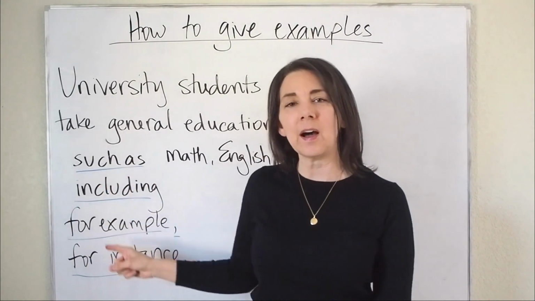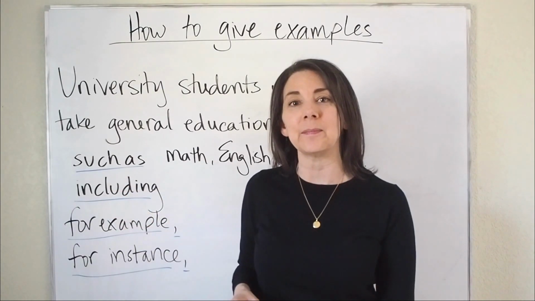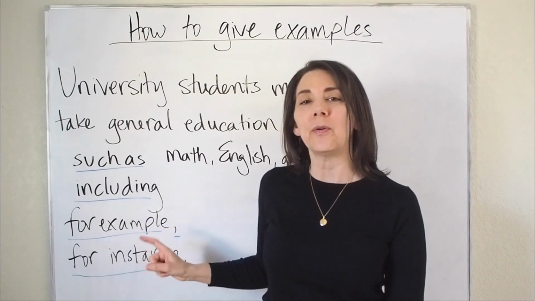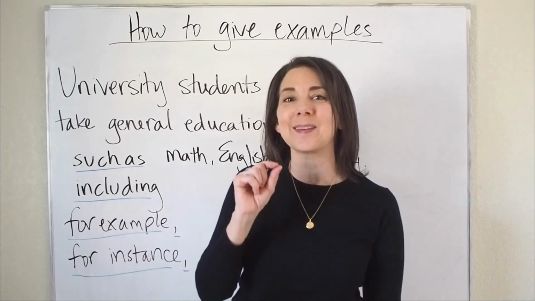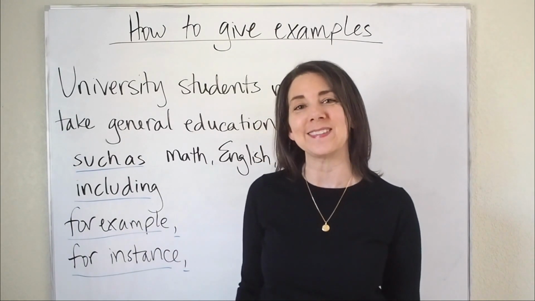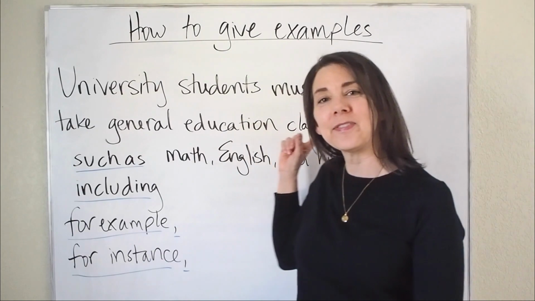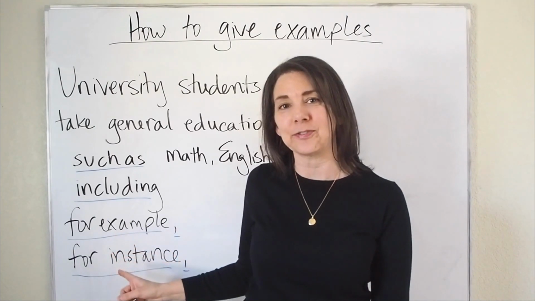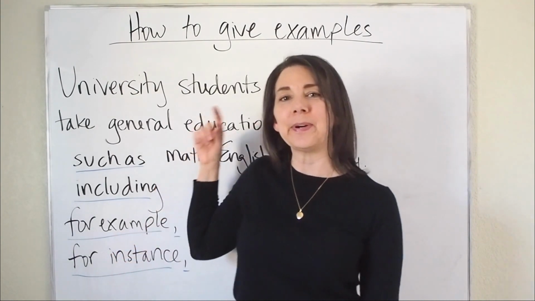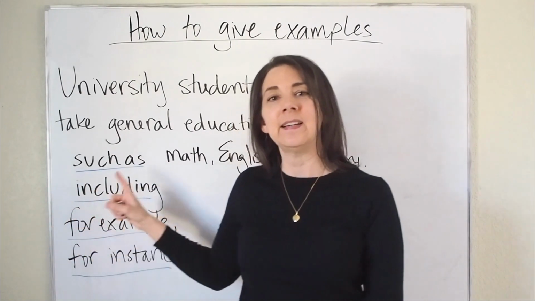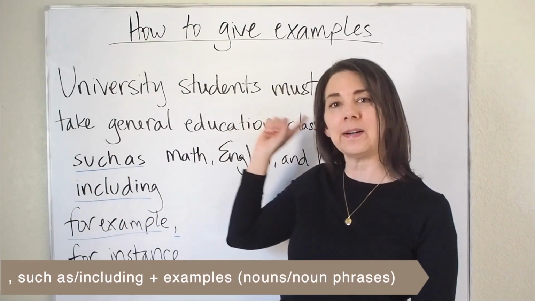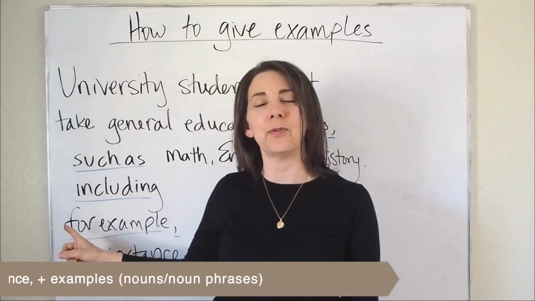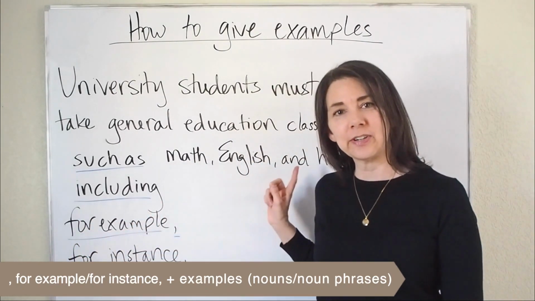Then you have these options to show that you're going to give an example. You can use such as, including, for example, or for instance. But notice that the punctuation with for example and for instance is different. Not only do you have this comma before, but with for example and for instance, you have a comma after. So again, you're going to put a comma, such as, and then your examples, comma, including, and your examples, or comma, for example, or for instance, comma, and then your examples.